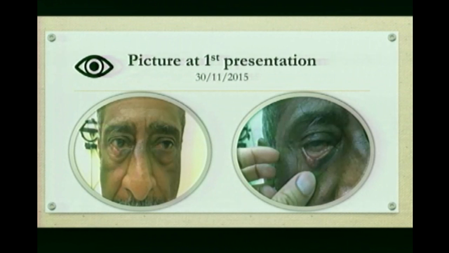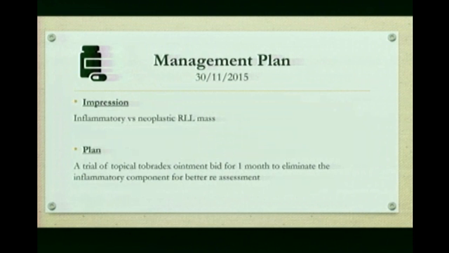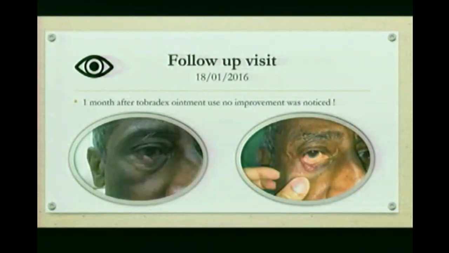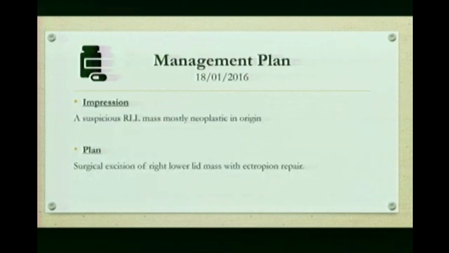So the impression was that this could be an inflammatory versus neoplastic mass. So he was given a trial of topical Topradix ointment, and he was given a follow-up in 1 month for reassessment. The patient came back again in 1 month. This is his lesion. As you can see, he had no improvement whatsoever. In fact, the patient was complaining of more tearing because of the mechanical ectropion and minimal tenderness. So at this point, the diagnosis moved more toward a neoplastic mass. So the plan was to go for complete surgical excision with ectropion repair.